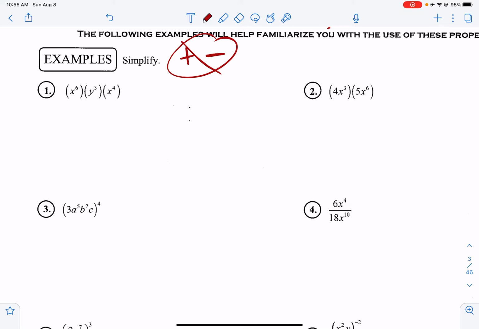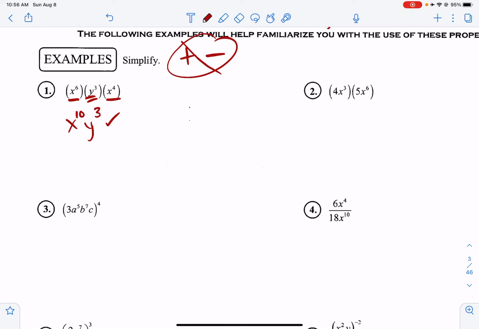So my properties up above tell me that I've got x to the 6th and x to the 4th. Since they both have an x on the bottom, I can just add the 6 and the 4 together and I get x to the 10th. And the y to the third, there's no other y's, so that just stays y to the third power, and I'm done, all right? So yes, it's still not really pretty, but it looks better than it did when we started.